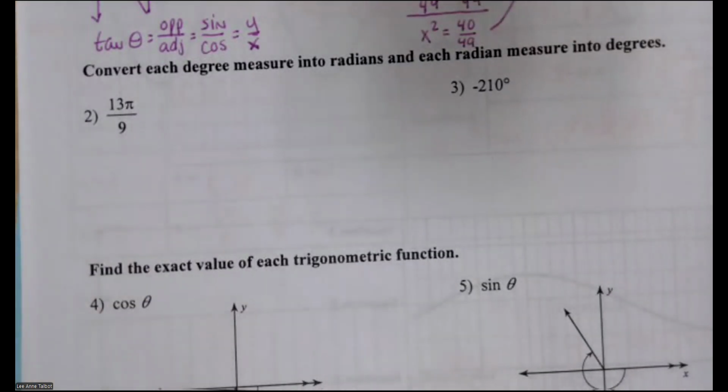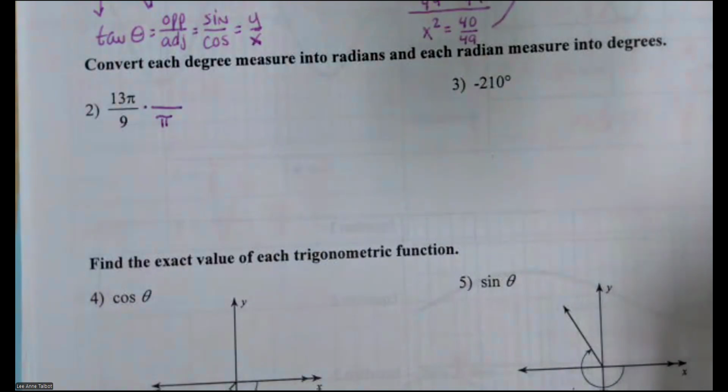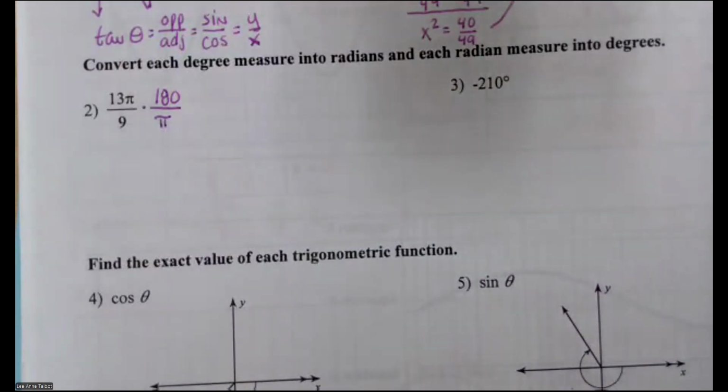Convert each degree measure into radians and radian measure into degrees. Okay, this is radians. I got a pi on the top. I want to put a pi on the bottom to cancel. 180 is pi.